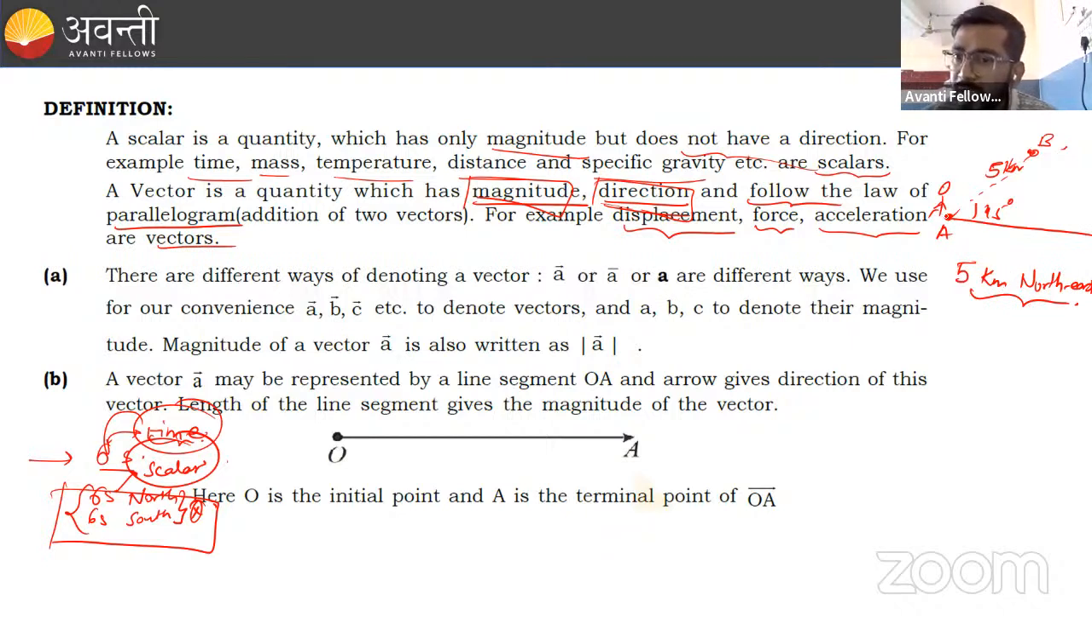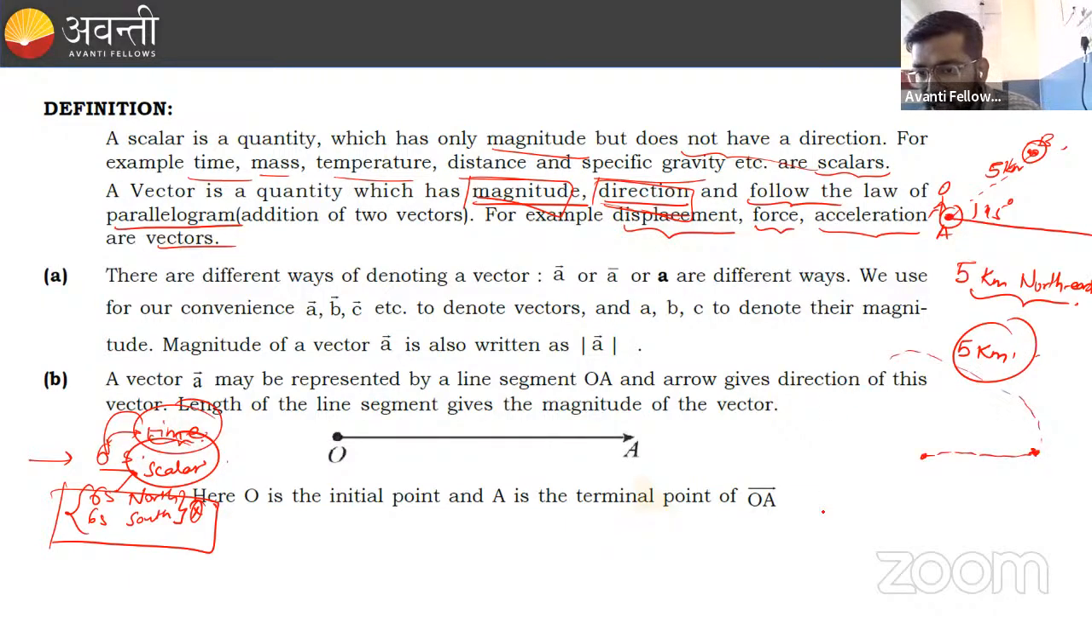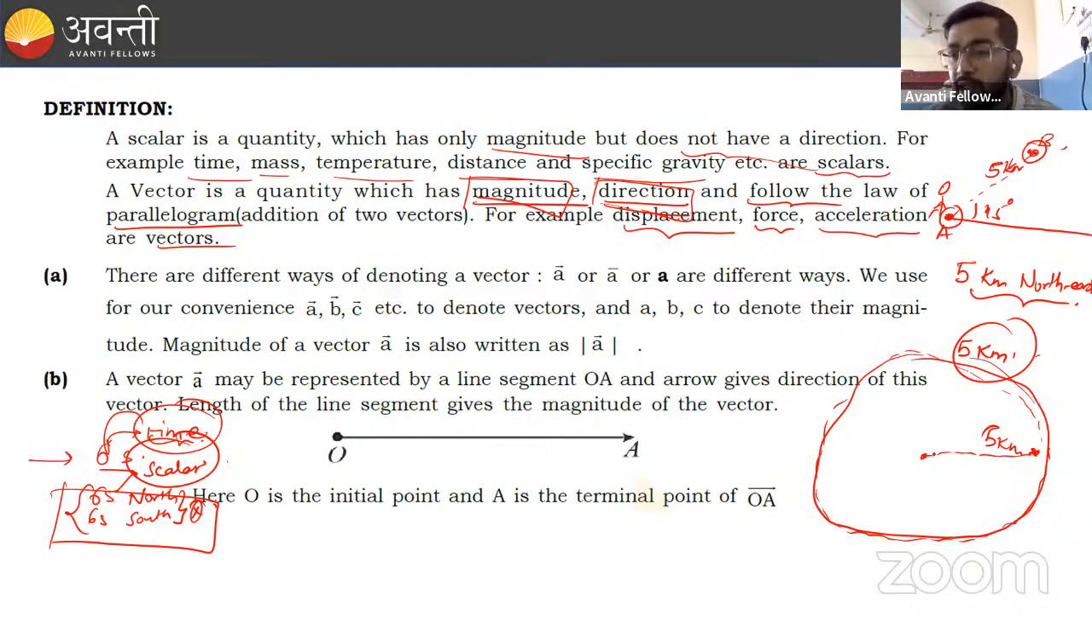Then only I can define where this person reached from this point to here, right? If I write just a guy is moving 5 kilometers, then 5 kilometers from point A can be on any circle which has a radius of 5 kilometers. All these points are 5 kilometers away. So how do we know where the boy is going? Hence displacement is specified with the magnitude as well as direction, and hence it is a vector quantity. Similarly, this all applies for force, acceleration, and some other quantities as well, right?